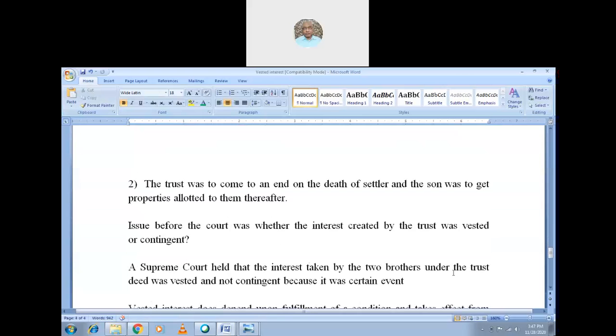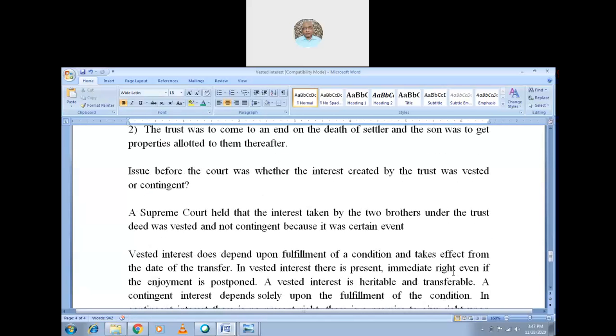The issue before the court was whether the interest created by the trust was vested or contingent. Is it a vested interest or a contingent interest? Death is definite, so can we say vested interest or contingent interest? See, when the event is definite, we will say vested.